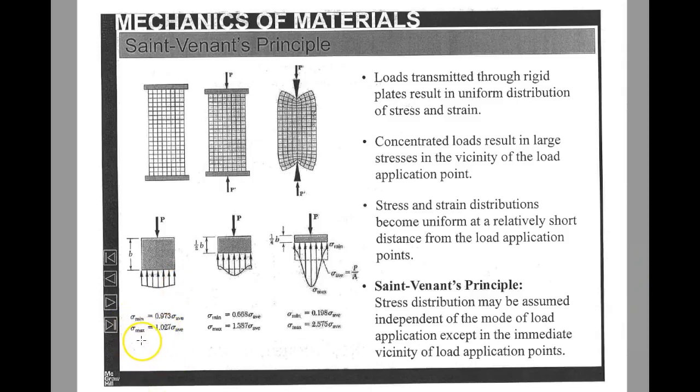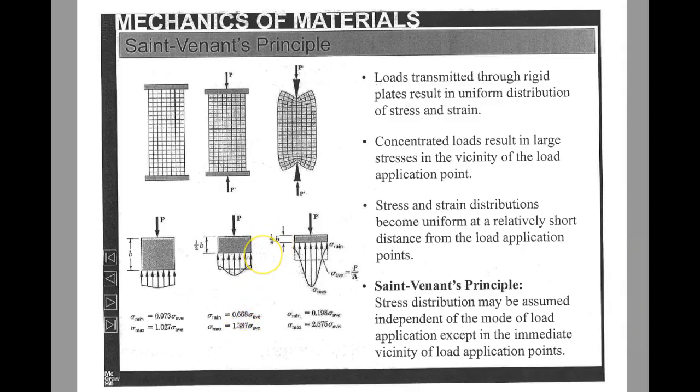And you can see the numbers down here, that the minimum stress would be 97.3% of the average, and the maximum would be just 1.027 times. So basically 2.7% more. So in other words, that stress profile is pretty flat. Now, when you're only half of that distance, you see that the stress profile becomes more pronounced, and the minimum is 66.8% of the average, and the maximum is almost 1.4 times as much, or 40% more.